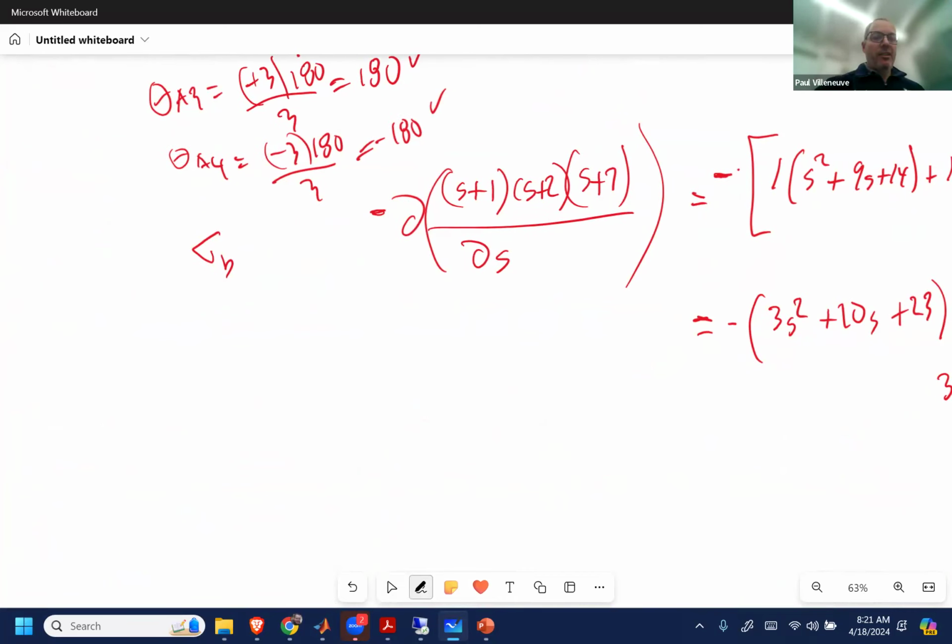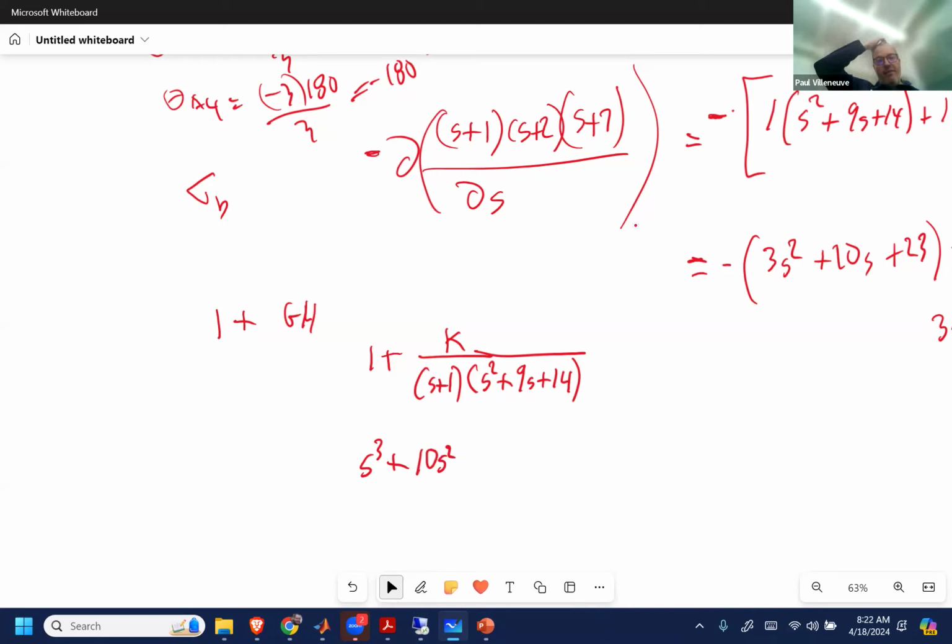So now I have s cubed plus, and let's see, I have 1s squared, 10s squared. And then I've got to get the s terms. So I have 14 plus 9, 23, s plus 14 plus k is my characteristic equation.